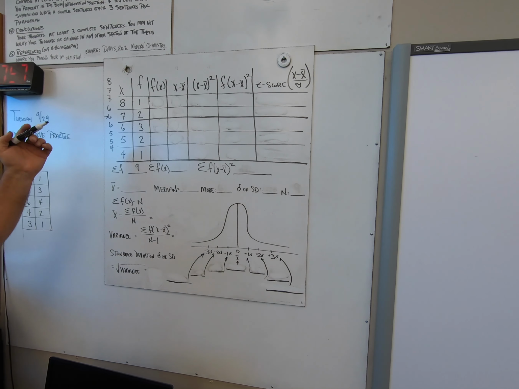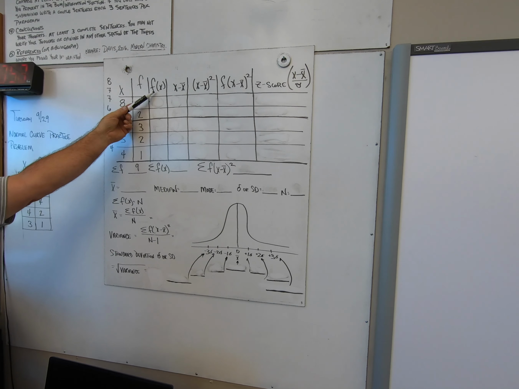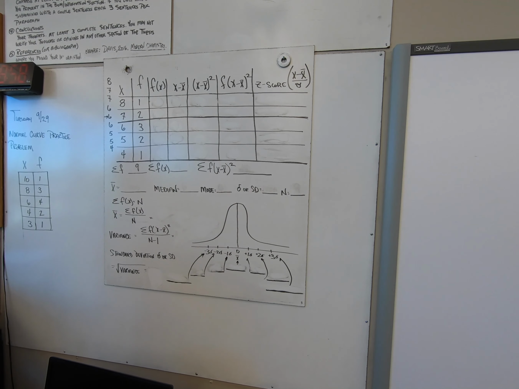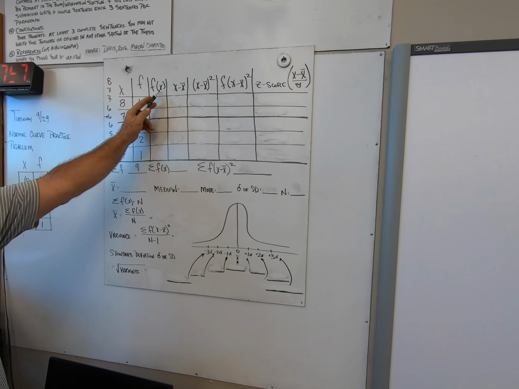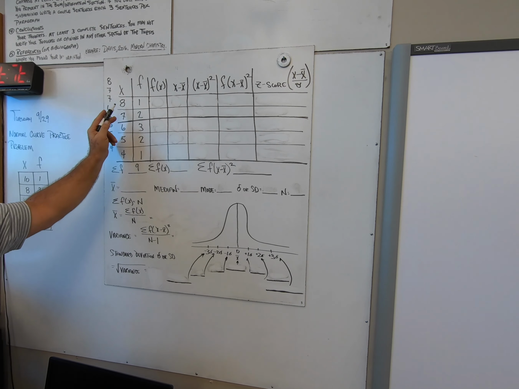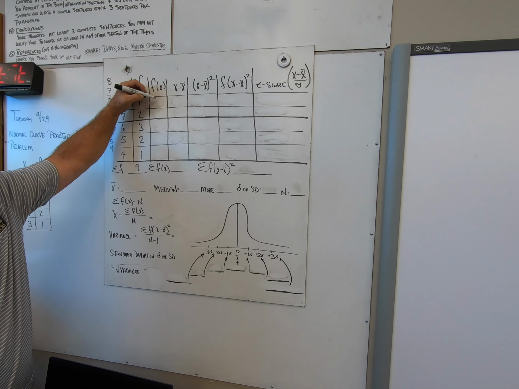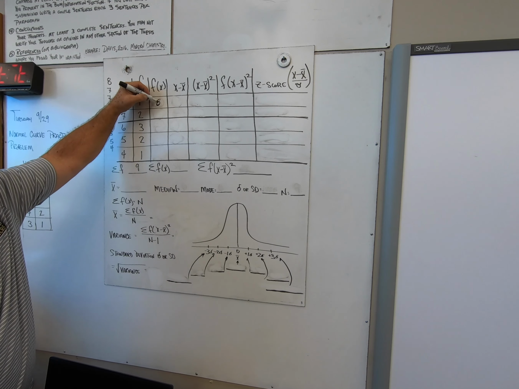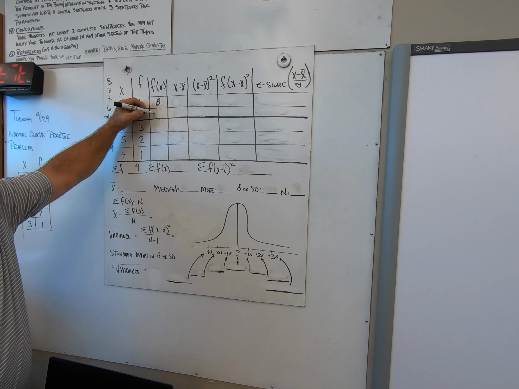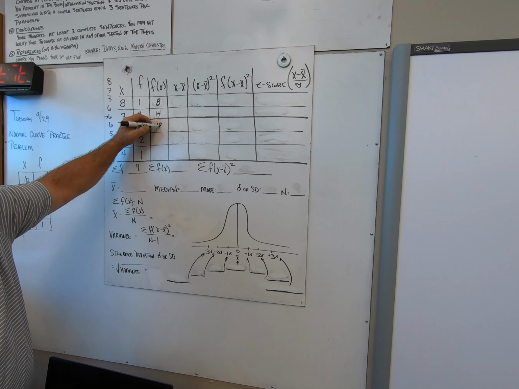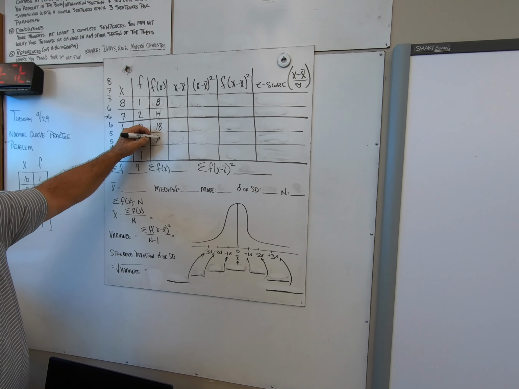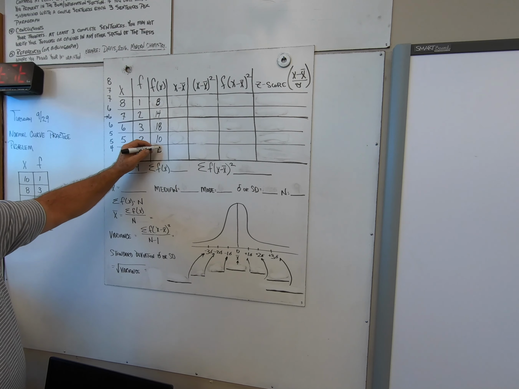Now, if you have 2 things next to each other in math, what do you do with them? You multiply them, right? So I'm just taking the F column, this one, and I'm multiplying it by the X column. So 8 times 1 would be what? 8. 7 times 2 is 14. 6 and 3 is 18. 5 and 2 is 10. 4 times 1 is 4.